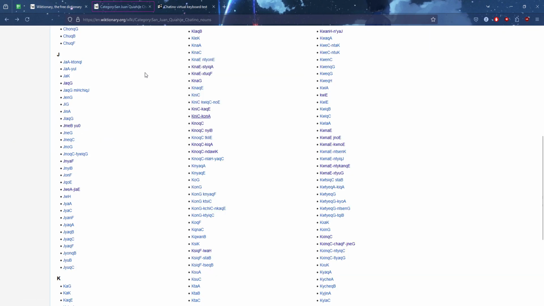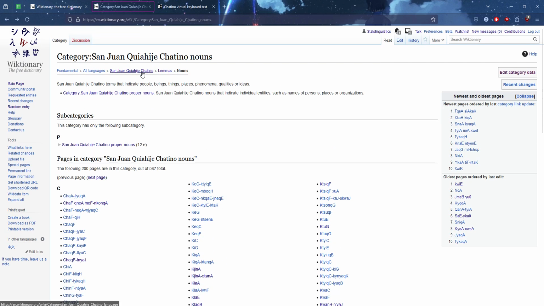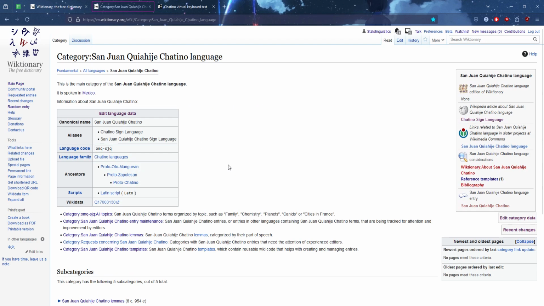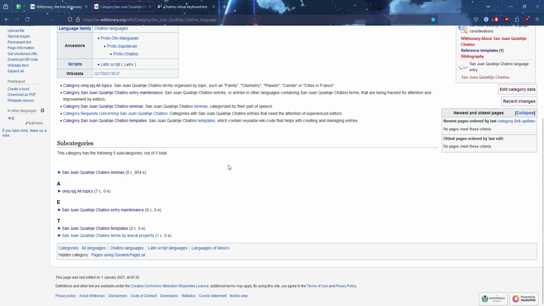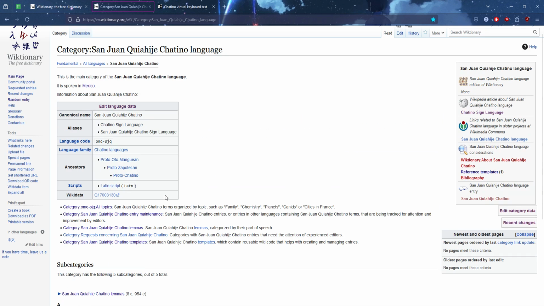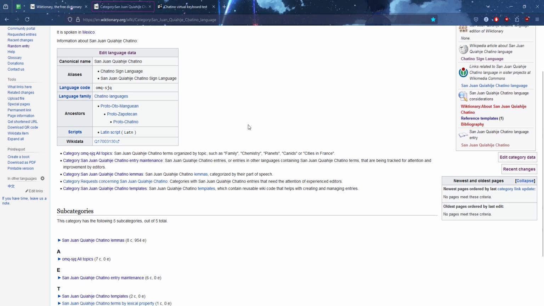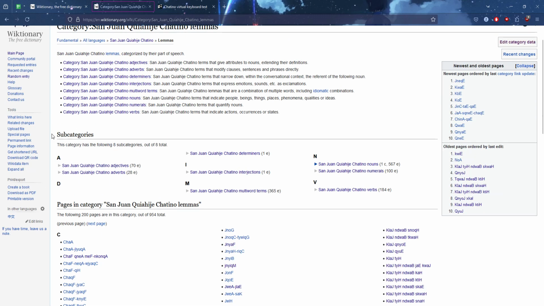Yeah. So in brief, this is essentially how you would navigate this page for the SJQ Chatino language page. Again, you just come to this page after looking it up on Google by typing San Juan Quiahije Chatino Wiktionary, and then looking up this hit, you would see category SJQ Chatino language. And then you would go down to here where it says lemmas, and then you'll see in the subcategories everything that you would need to navigate your online dictionary.